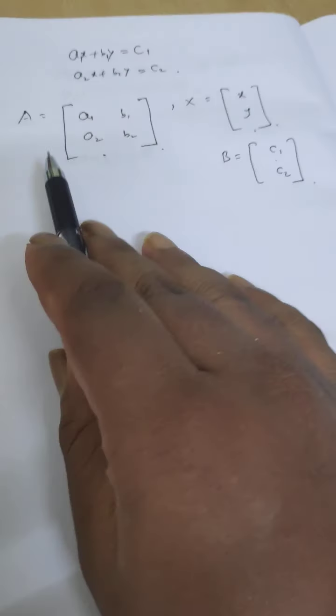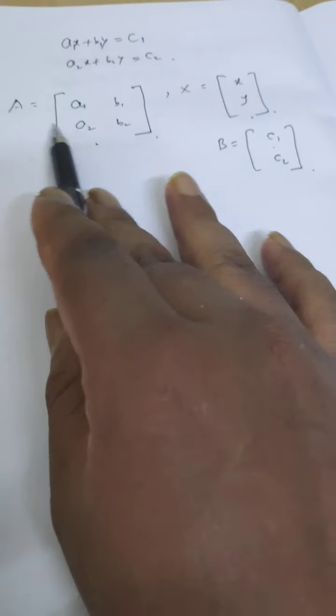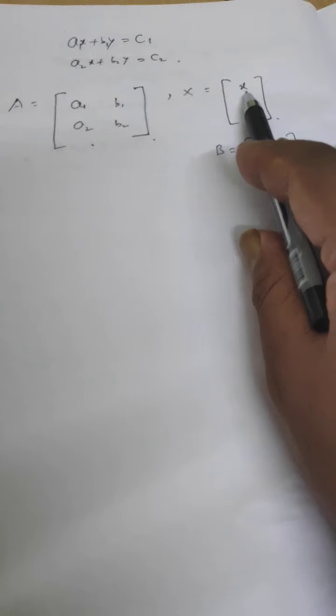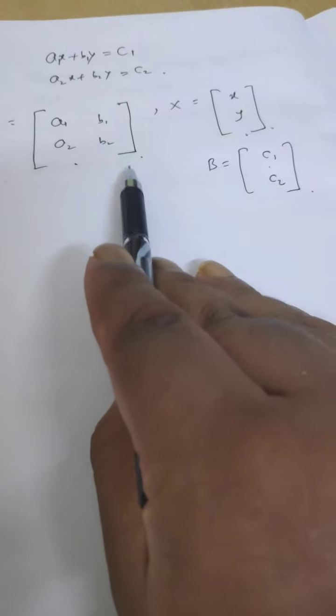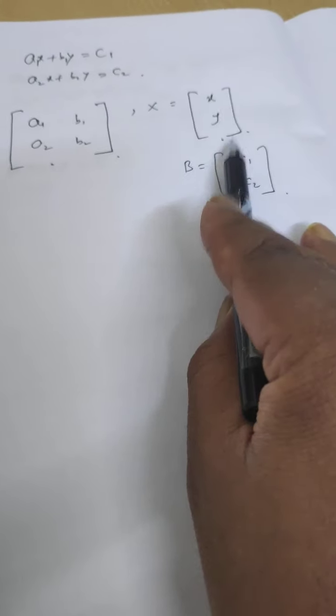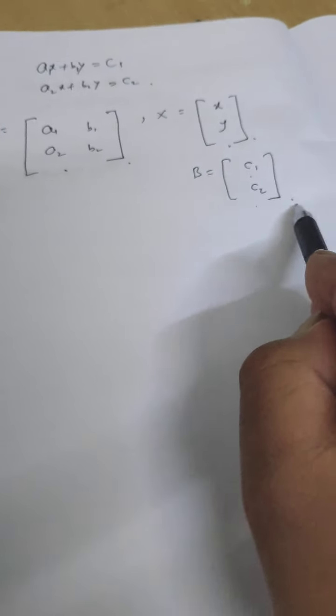Now what have we done? We have taken a 2 by 2 matrix, which is the coefficient of x and coefficient of y. Then we have taken the matrix X, which has x and y, and another matrix B in which we have taken the right hand side constants c1 and c2. Now this matrix A is of order 2 by 2. This matrix X is of order 2 by 1. This B is also 2 by 1.